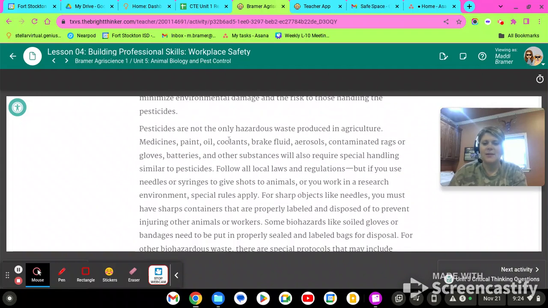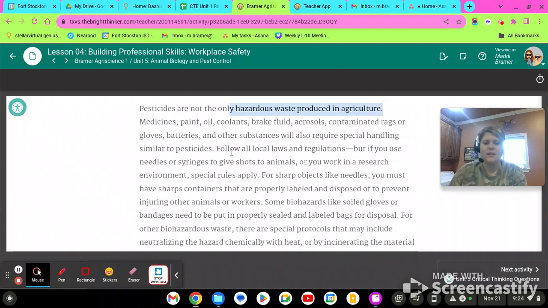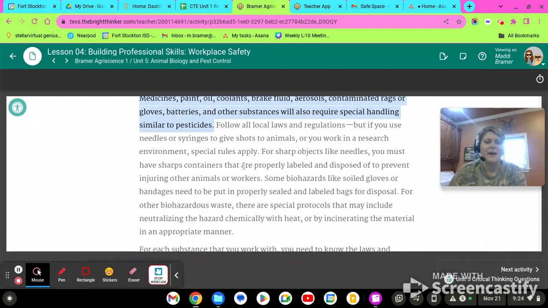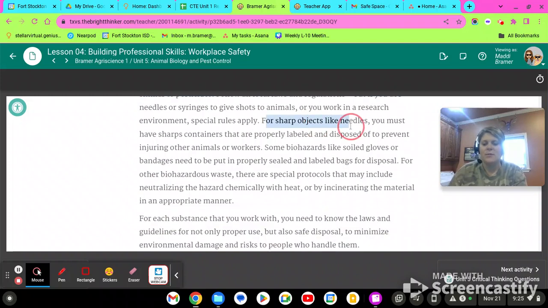So those pesticides are not the only hazardous waste produced in ag. We have medicines, paint, oil, coolants, brake fluid, aerosols, contaminated rags, gloves, batteries. There's a lot of other dangerous materials. Remember we talked earlier about how agriculture is one of the most dangerous careers. Well, you deal with a lot of dangerous stuff. So just make sure you're following all the regulations, you're reading the labels. For sharps, which are like needles, you have to have a sharps container.